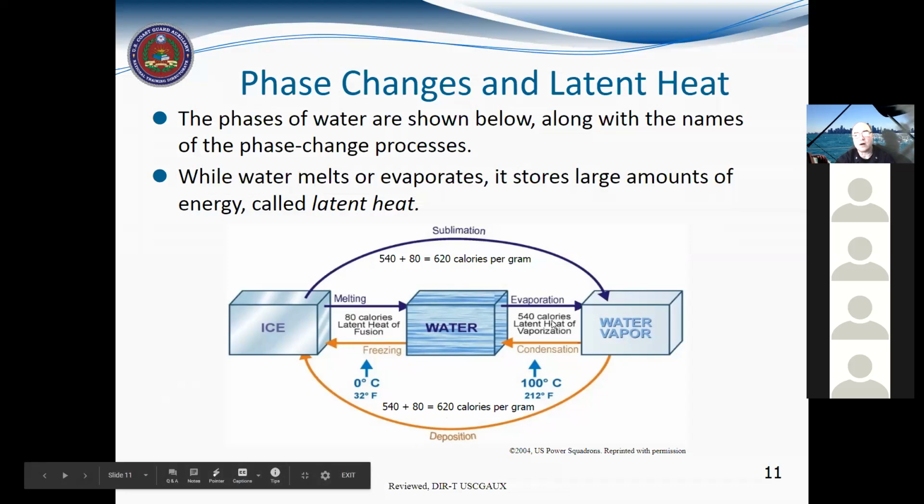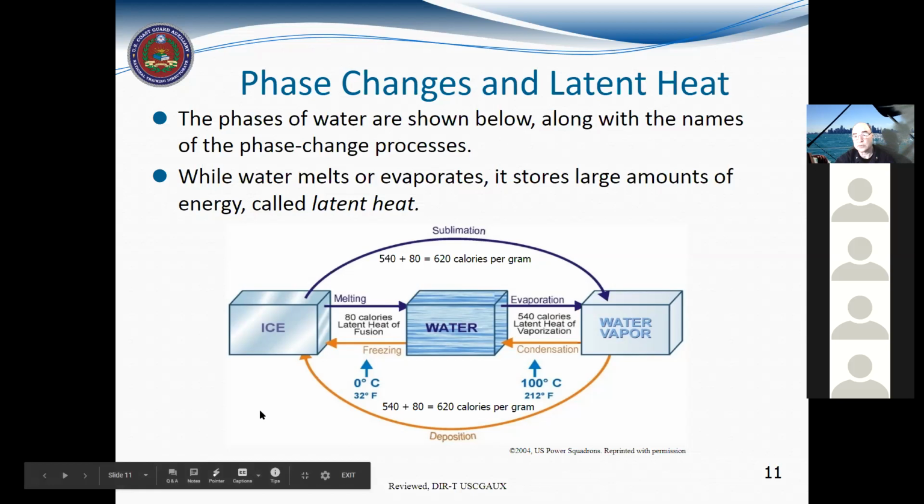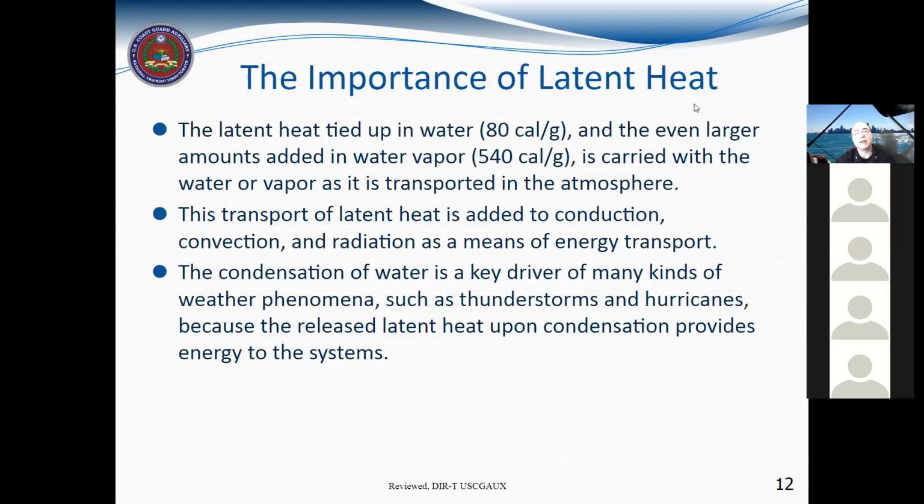But you can see that there is a lot of latent heat involved, which is why once you have water vapor going into just water, changing from a gas to a liquid, there's a lot of heat that gets released for every gram of water that is created. So that's a lot of energy, which is why we get thunderstorms and hurricanes and stuff like that. So the importance of latent heat.